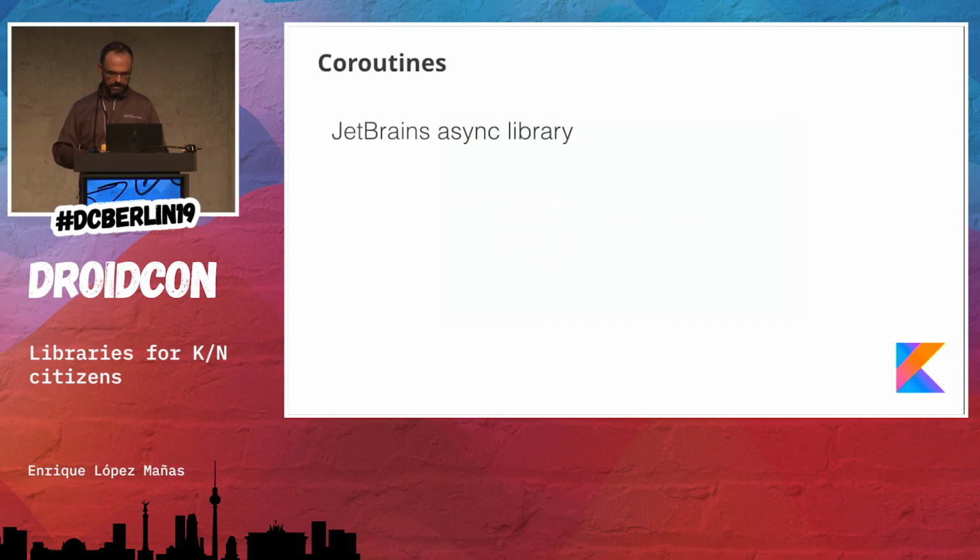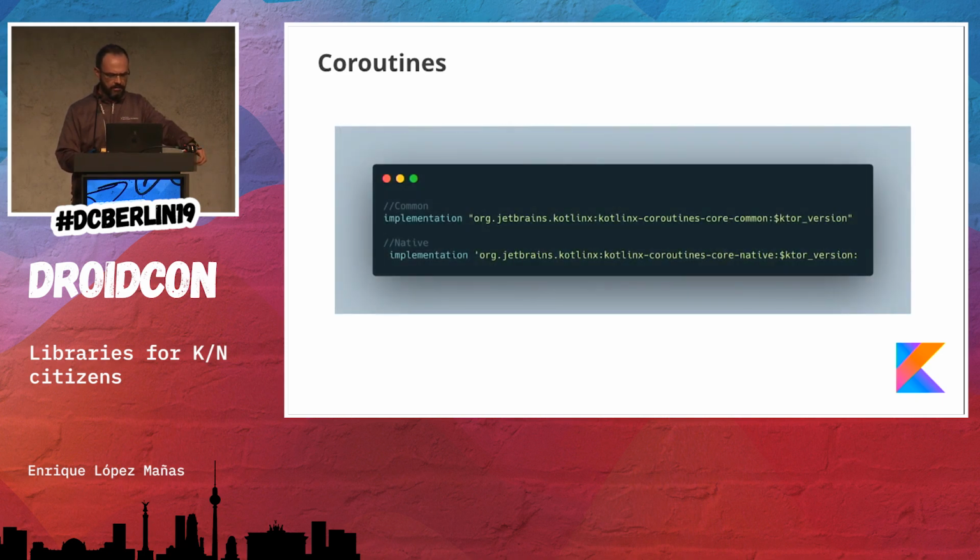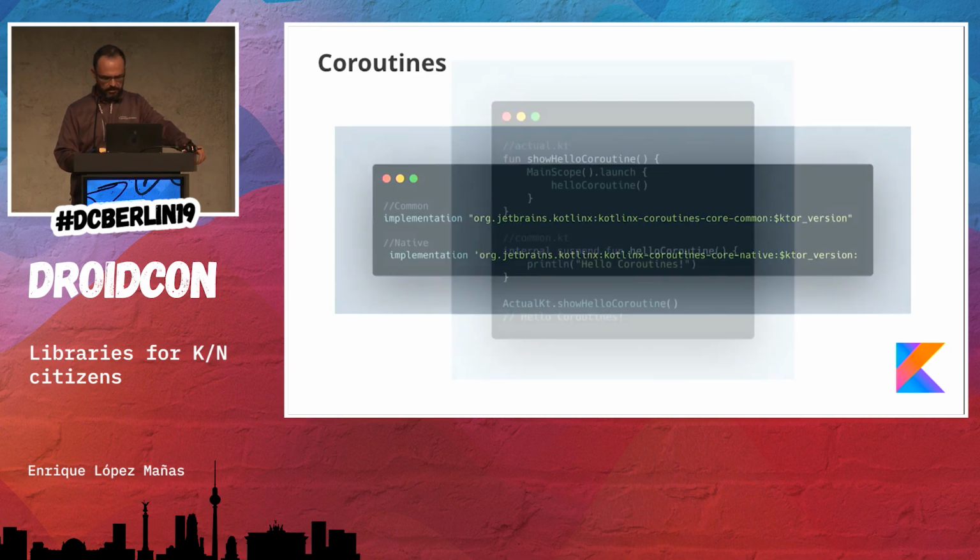Coroutines, probably all of you know them by now, are the async response of JetBrains. They actually have one particularity in Kotlin Native, and it's that they are single-threaded. They don't support any multi-threading. There is an issue open in GitHub to at some point solve it, but no idea when this will happen. Again, we have a common module with a common library of coroutines, and one for the native implementation.